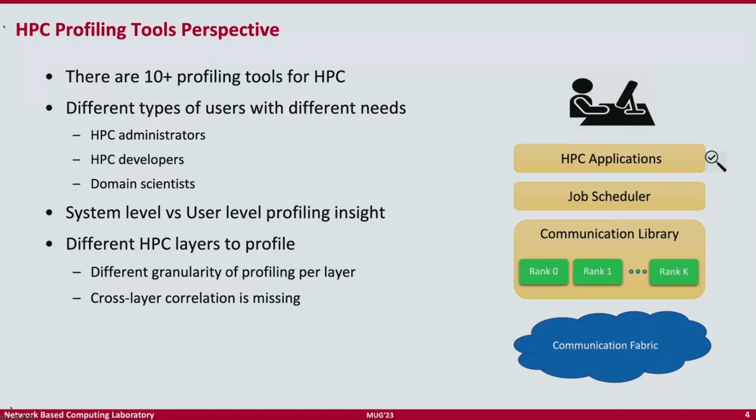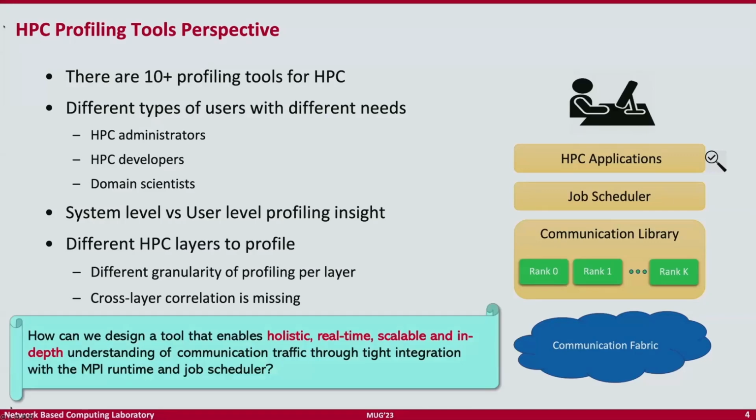So among these HPC tools, we have some tools that provide some system level profiling, and some are user level. So for example, Tao is a user level because you have to attach it to your job and then run it. And then on the other side, we have tools like XDMod that is gathering system-wide profiling information. So with these different layers to profile, and there are different tools that collect from these layers, the problem becomes how can we correlate the activity across all of these layers, and how can we have a fine granularity? So how can we have a holistic, scalable, and real-time profiling tool collecting information from all of these layers together?